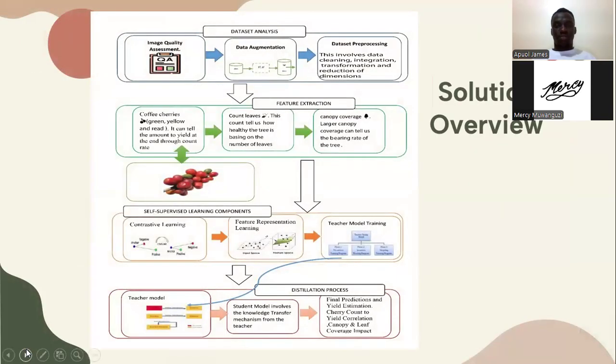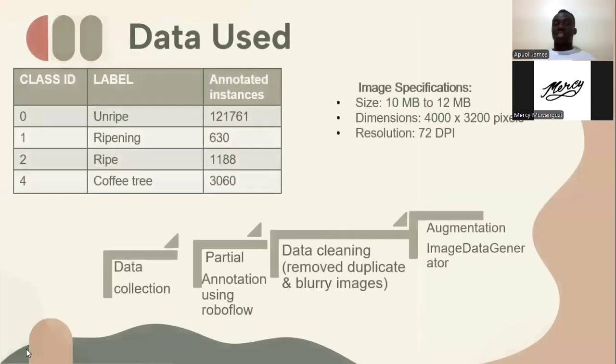Well, let's go to the solution overview. In our solution overview, we use an external public data set. Then we process the public data set and convert it to RoboFlow and Darknet formats. Then we use it to train our models. When we talk of the data, we have classes, which are unripe, ripening, ripe, and then coffee trees. Then the annotation instances are shown there for all the images that we annotated.